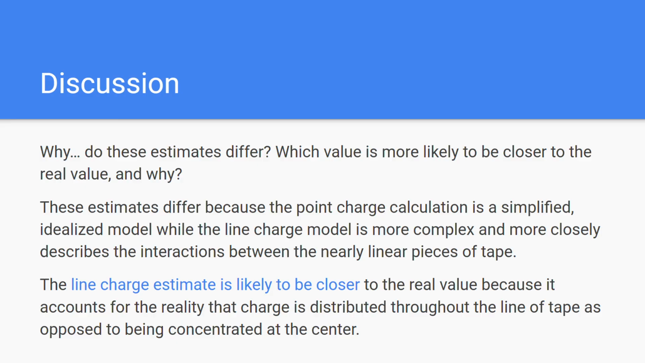I believe that the line charge estimate is more likely to be closer to the real value because it accounts for the reality of the situation where the tape is pretty linear, about as linear as a household object can get, and charge is distributed throughout this piece of tape as opposed to being concentrated at the center, like in a bowling ball or something like that.